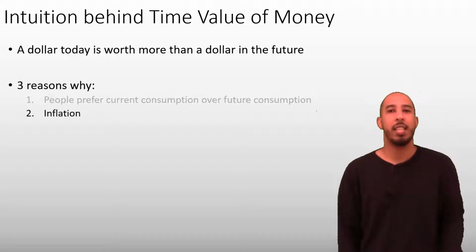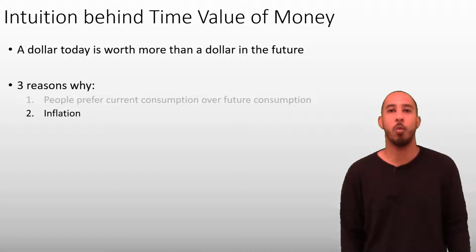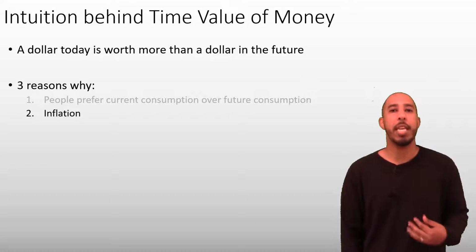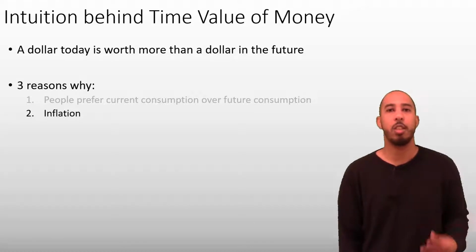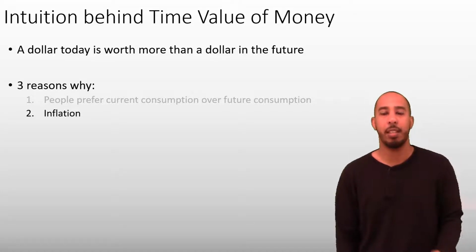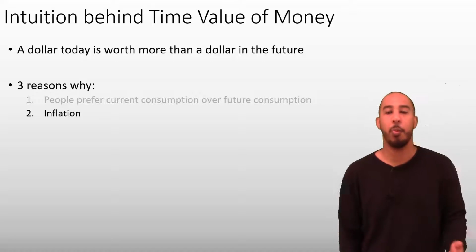A second reason is inflation. Inflation is just the tendency for prices of things to rise over time. Suppose a scoop of ice cream costs $2 today, but will cost $3 tomorrow. Then in order to get me to give up my $2 today, you need to give me at least $3 tomorrow, because I want to ensure that I have enough money to buy the same products in the future as I am today. Thus, $1 today is worth more than $1 in the future.